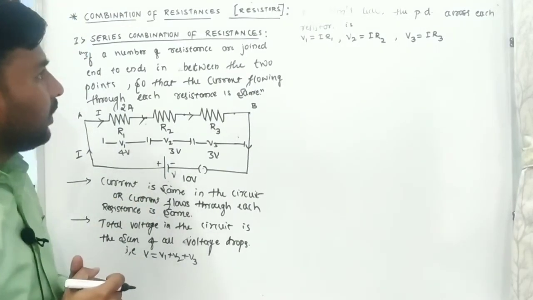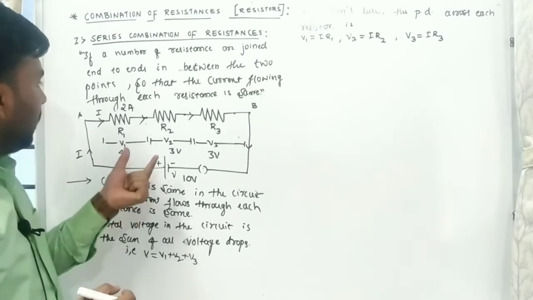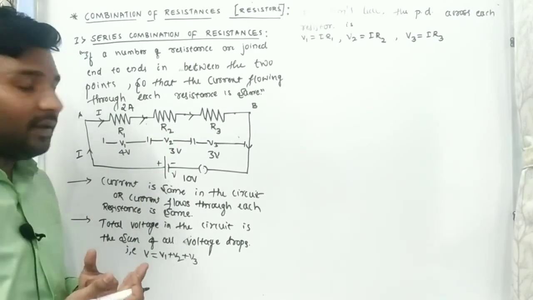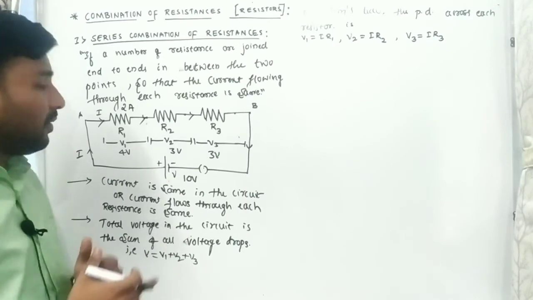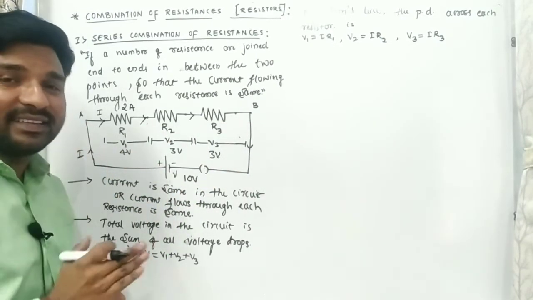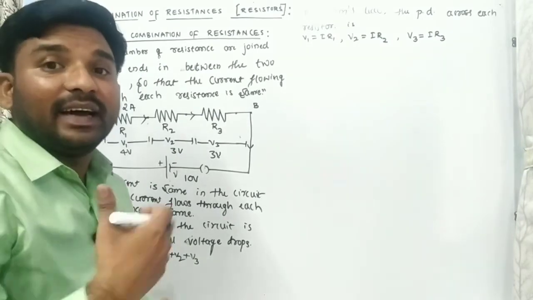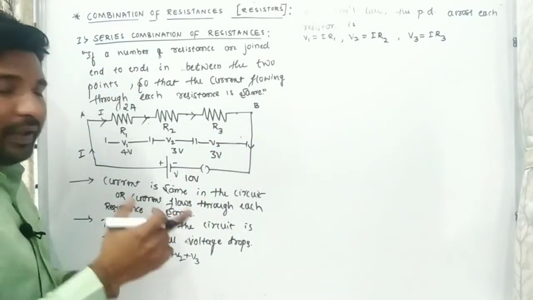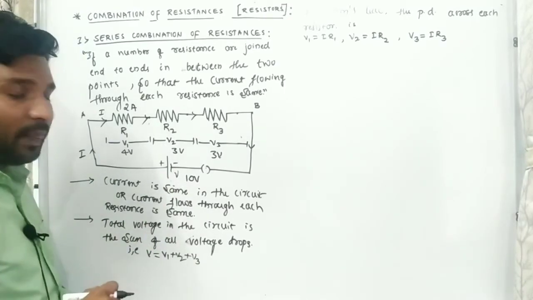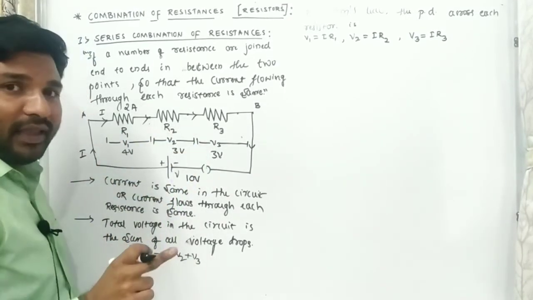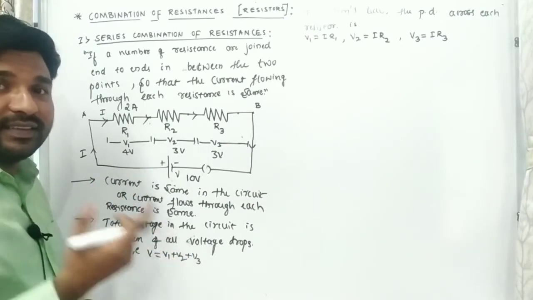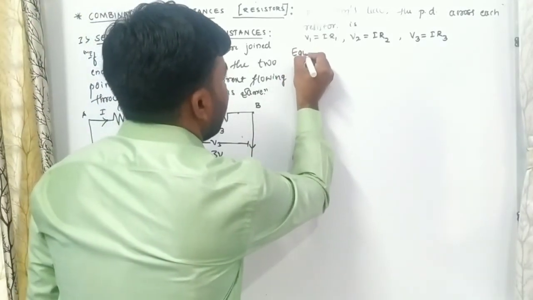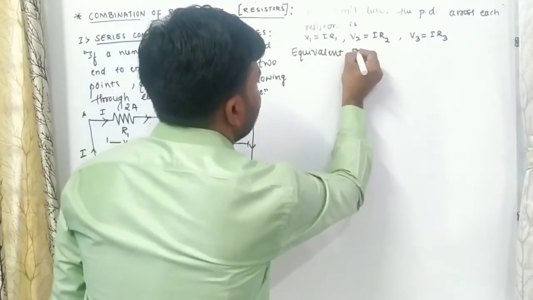Now here, by replacing all these three resistors, we can connect a single resistance between these 2 points, and that resistance we will call as equivalent resistance. Once again, in between these 2 points we have 3 resistors. By replacing these 3 resistors, we can use a single resistor. That resistance is called as equivalent resistance.